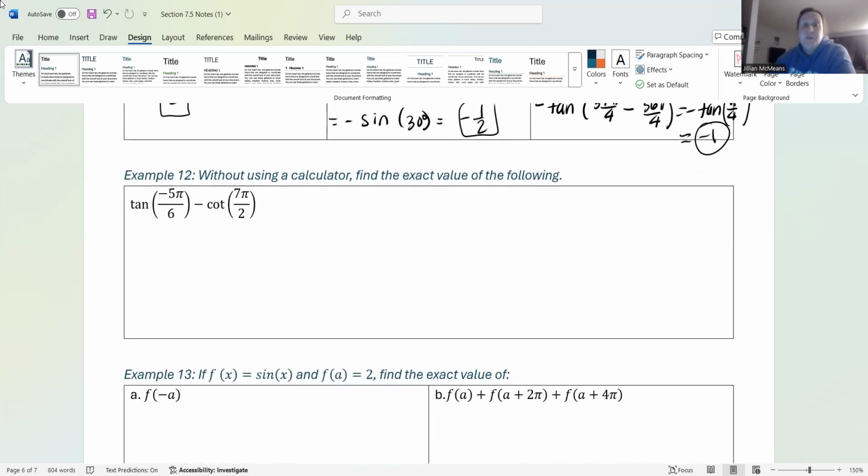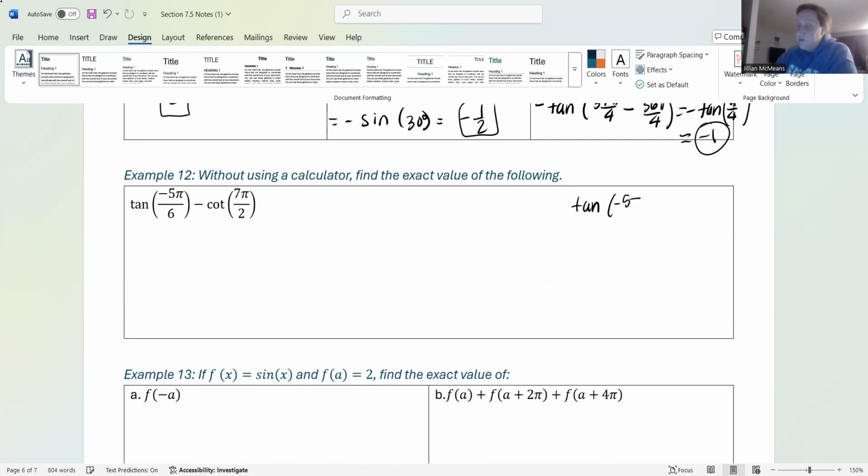Okay, example 12, without using a calculator, find the exact value of the following. We can do this two ways, okay? So we can use the idea of even and oddness of functions, or we can just work this out using our unit circle. Whatever is preferred is fine. So because we just learned about even and odd functions, that makes me kind of want to use even and odd functions.